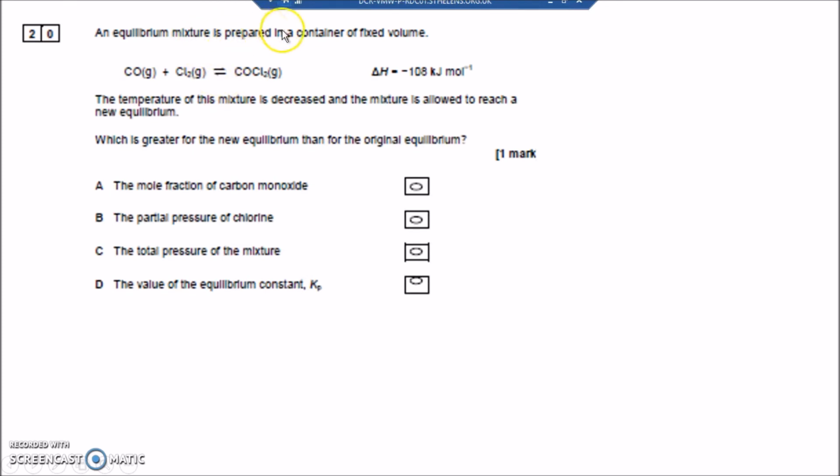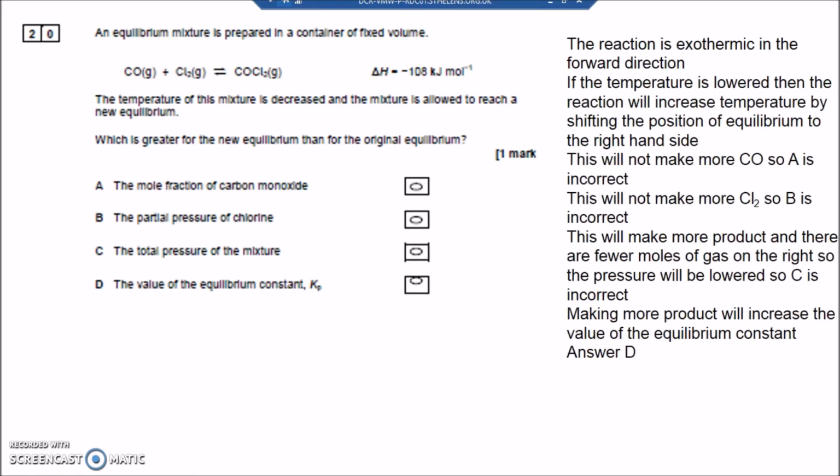An equilibrium mixture is prepared in a container of fixed volume. So I've got an equilibrium reaction here, CO plus Cl2, in equilibrium to form COCl2. The temperature of this mixture is decreased and the mixture is allowed to reach a new equilibrium. Which is greater for the new equilibrium than the original equilibrium?